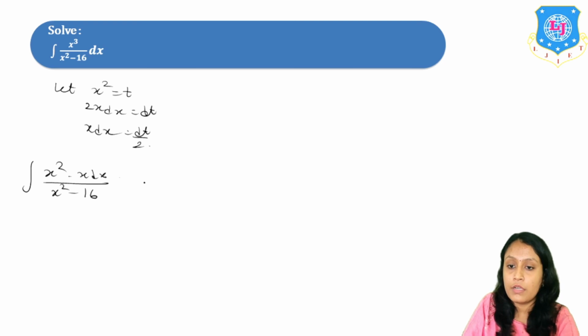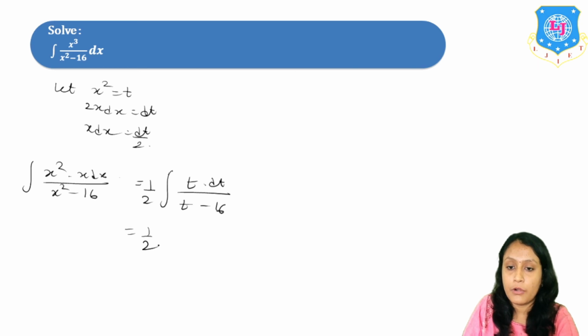Now write it in the form of t. So here we have the integration of t into, in place of x dx we have dt upon 2, this 1 upon 2 we can write down here. Here we have t minus 16. So this is 1 upon 2. Now in order to solve this we have to write minus 16 plus 16, and here t minus 16 dt.